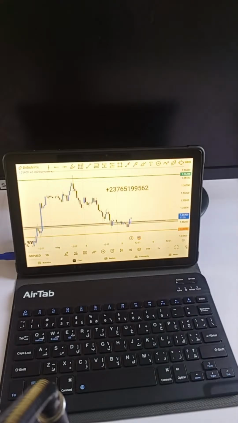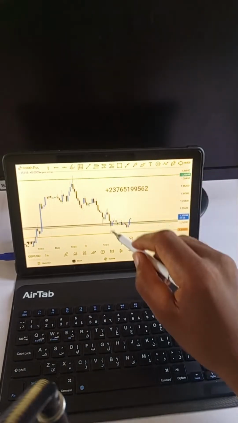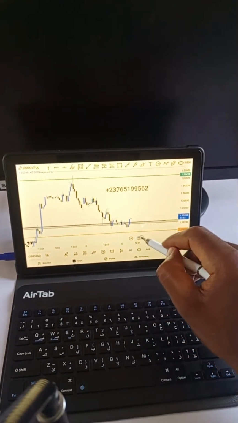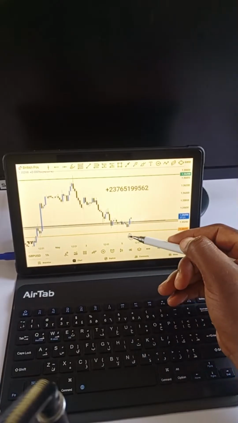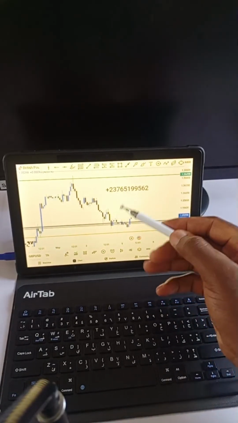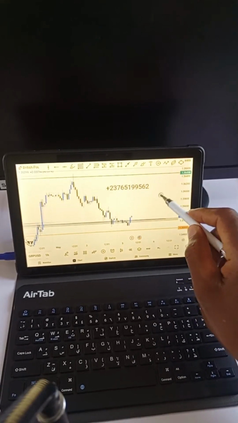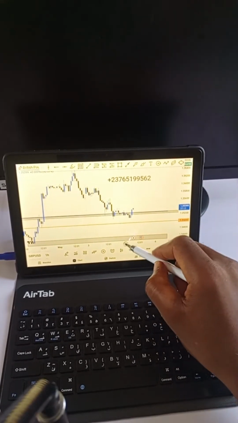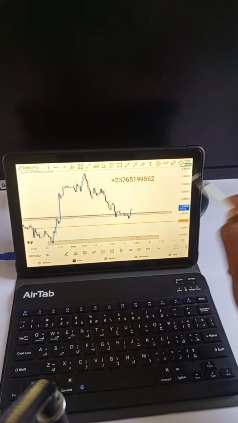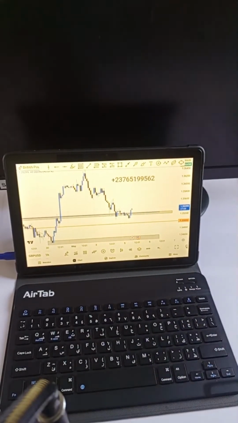So as of now, we are still watching GBP USD. It has created something like a double bottom at this point, which is scary as well. So we just have to wait and see a good confirmation for us to start our buys. We don't just buy because price is moving. We buy because we've had confirmations.